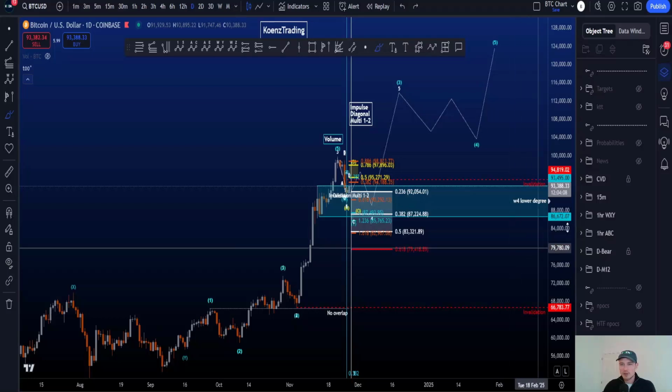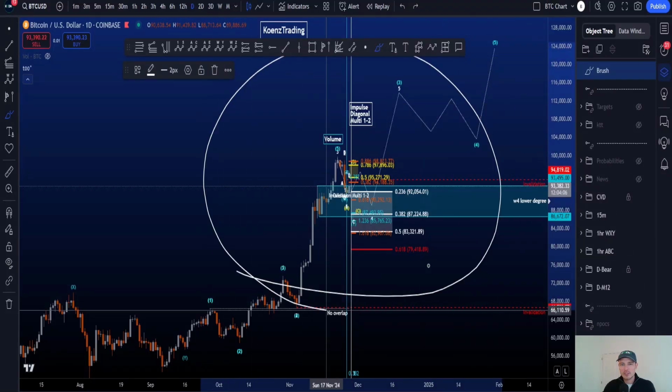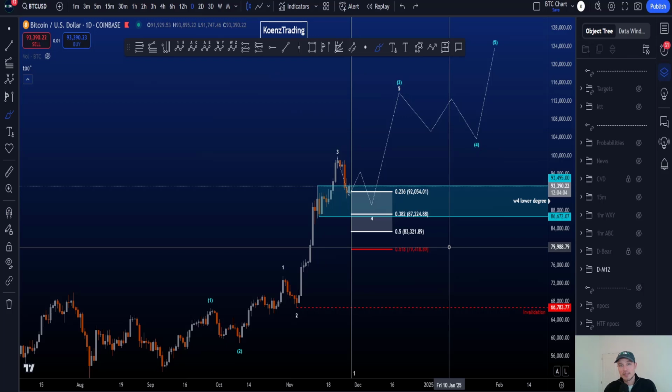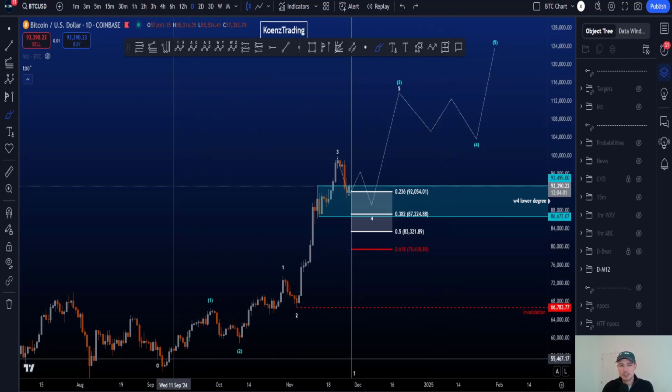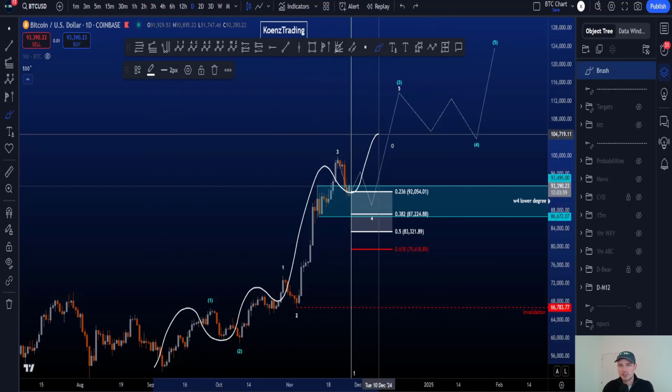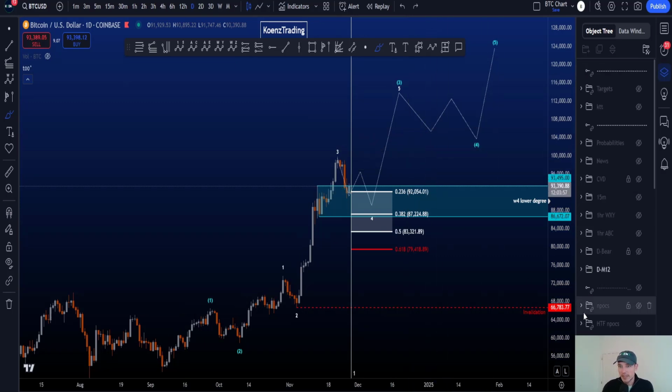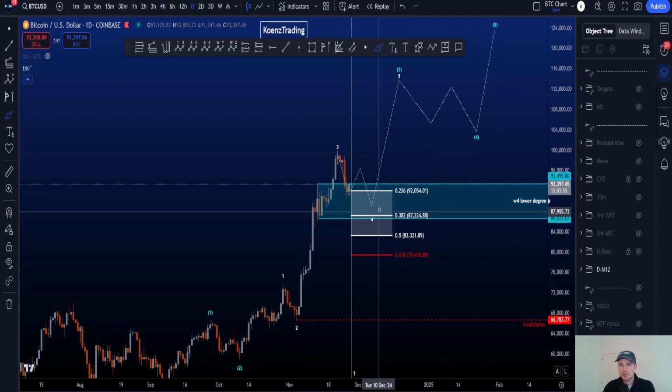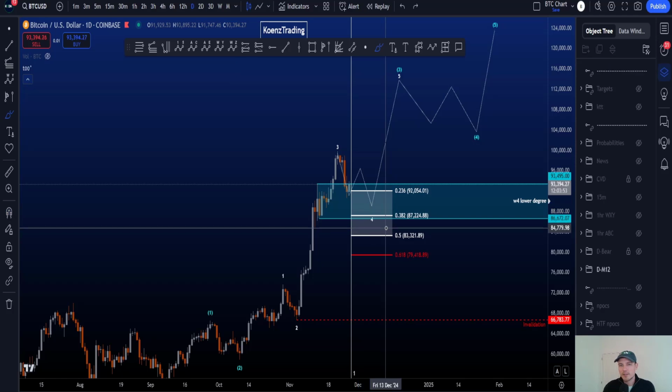Hi everyone, let's go over my bullish and bearish Elliott wave scenarios on Bitcoin, starting on the daily time frame with the bullish scenario where we have a multi 1-2 and we look for continuation to the upside. In this scenario, we are working on this white wave 4.